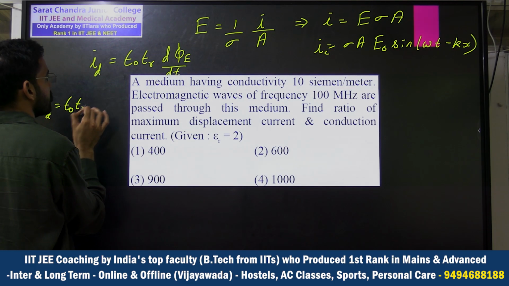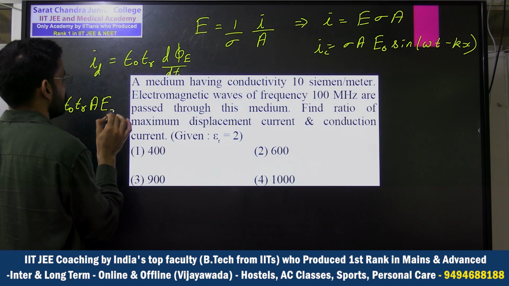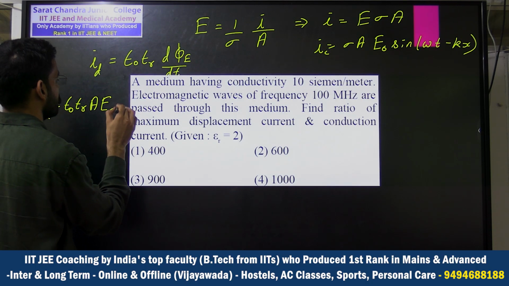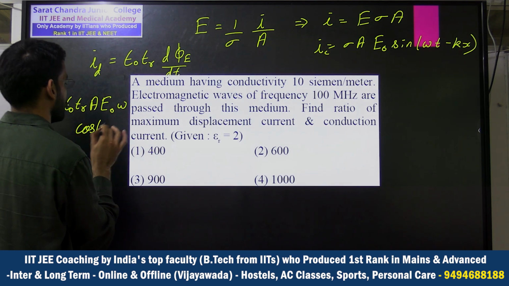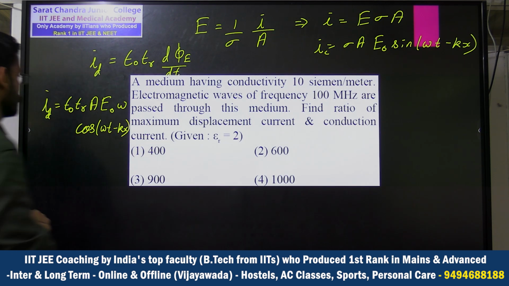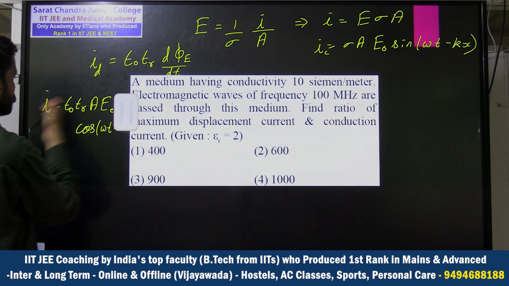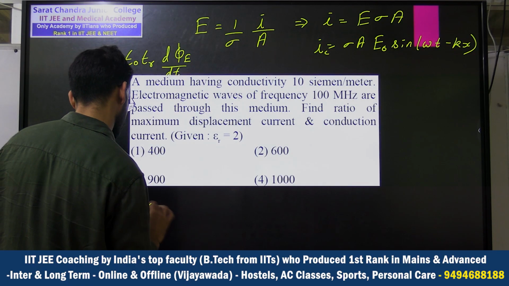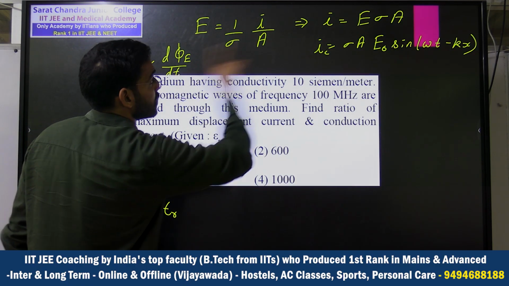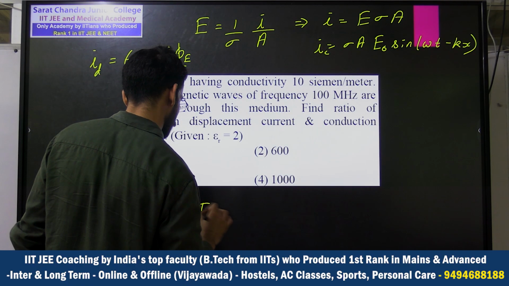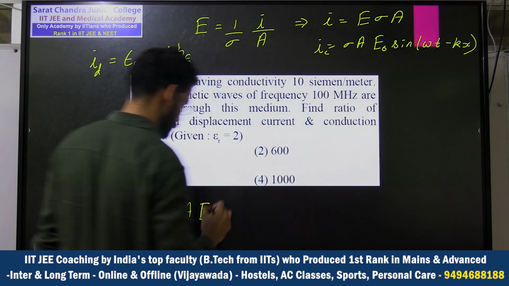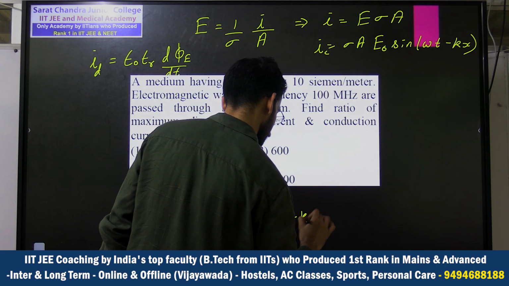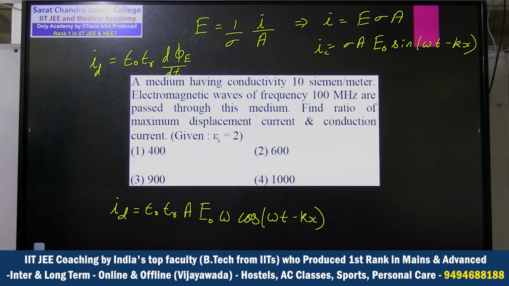So ID will be epsilon naught epsilon r, area A out, E naught out, and then omega also comes, multiplied by cos of omega t minus kx. I will write it again. ID will be epsilon naught epsilon r, A into E naught, and the differentiation of sine omega t minus kx gives omega out, cos of omega t minus kx. Got the point? Till here clear?